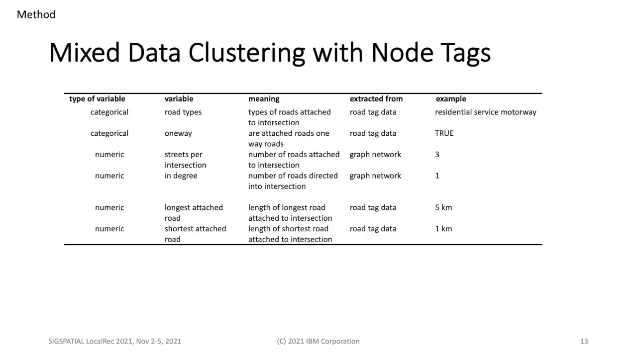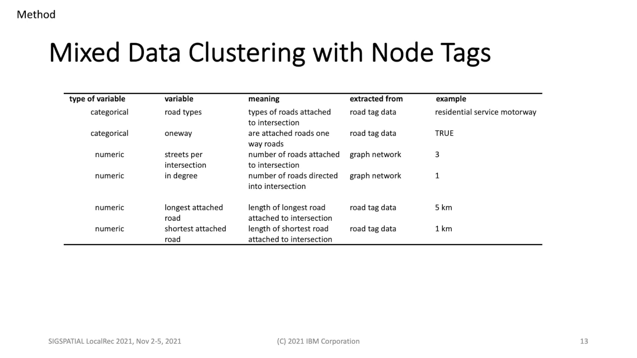Next, I will introduce you to the concept of the mixed data clustering with the node tags. So after the spectral clustering process, which will allow us to achieve the spectral diversity, we then go into a mixed data clustering process that allows us to achieve semantic diversity. For this process, the input data are the node tags.